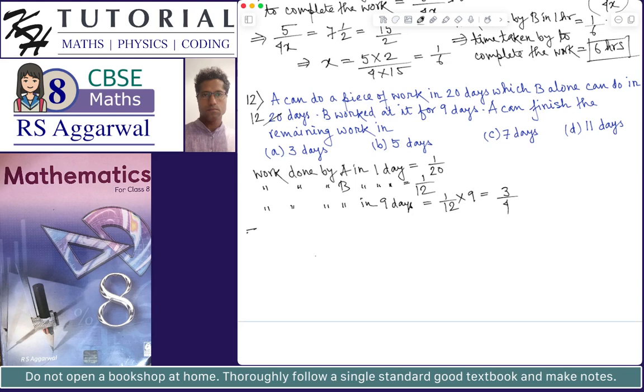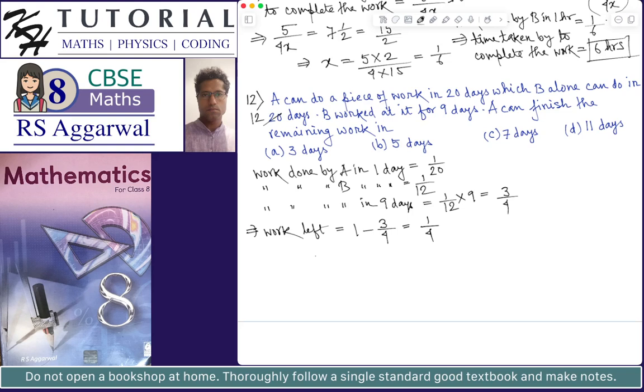So this implies the work left. B was working for 9 days and the total work done in 9 days by B is 3 by 4. So the work left, which will be done by A, is 1 minus 3 by 4. Why 1? Because the complete work we always consider as the value of 1. So this is equal to 1 by 4. So 1/4 of the work is still left to be completed.